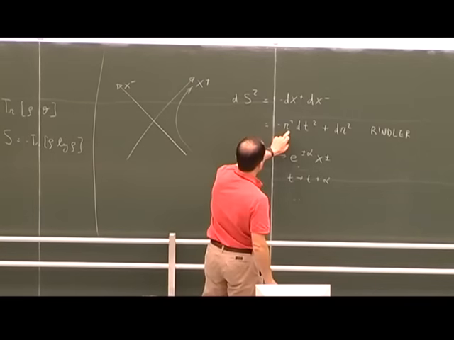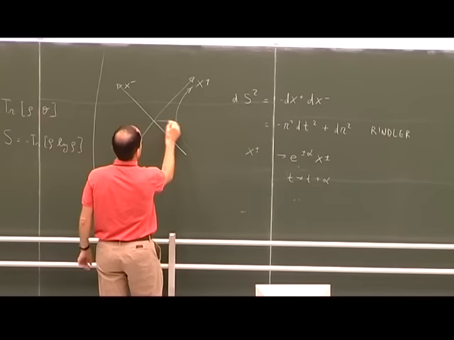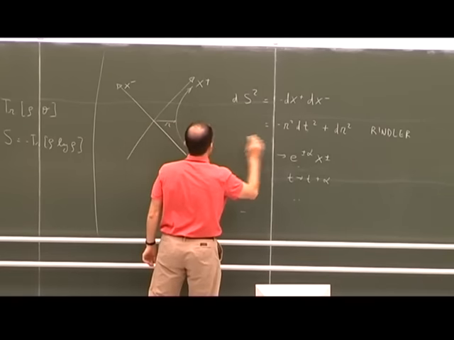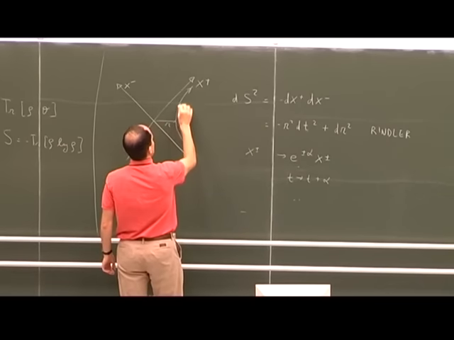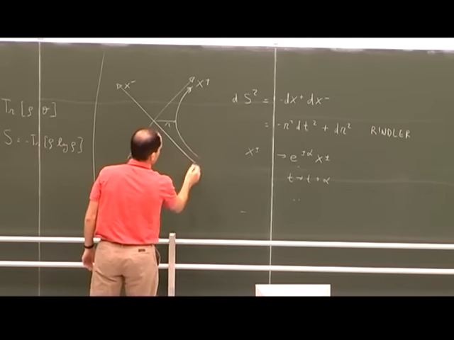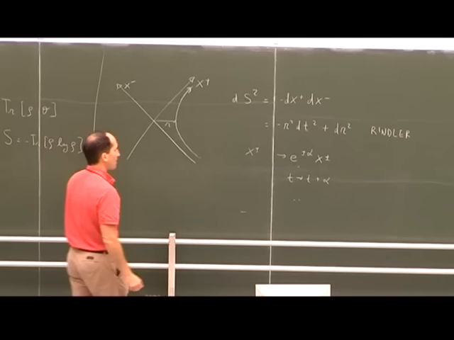So if we take a trajectory or a line of constant r, so we fix r, and then we move in the time direction, we'll get lines which have this geometry of a hyperboloid. So those are the lines of constant r. They have this shape.